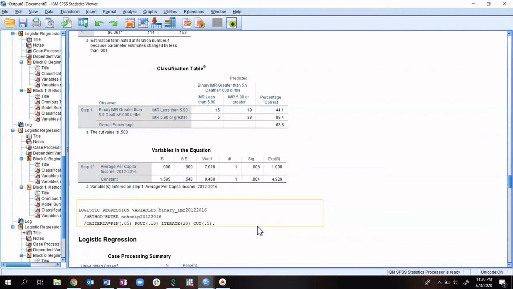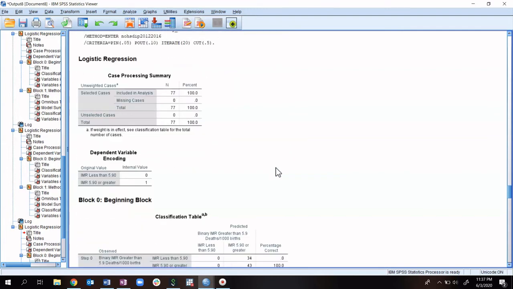So what this is telling us is that every dollar increase in per capita income increases the odds of a community area having an IMR higher than 5.90 deaths per thousand births by 0, because there's no additional increase. All right, 1.00 is the same. It's equal odds, so there's no additional odds that are gained by increasing per capita income.